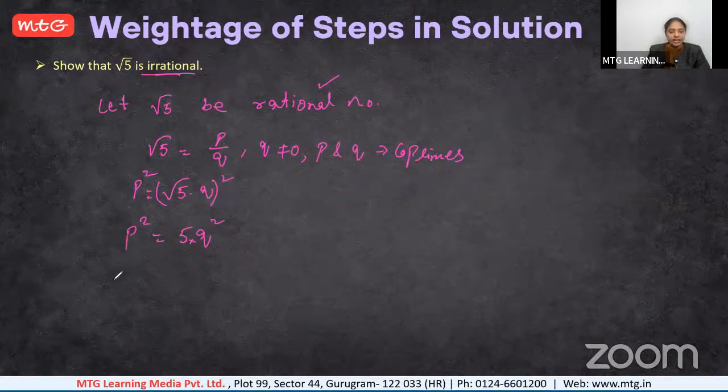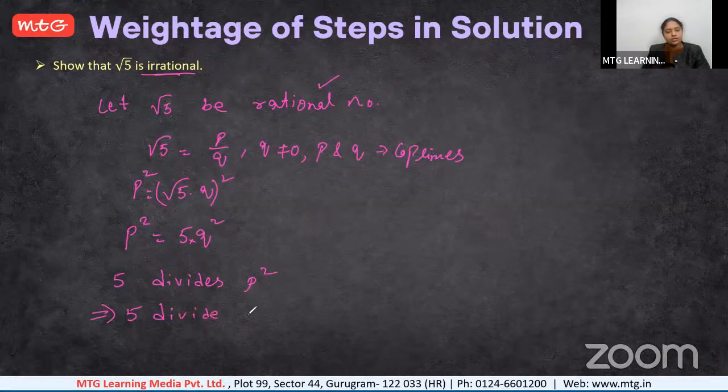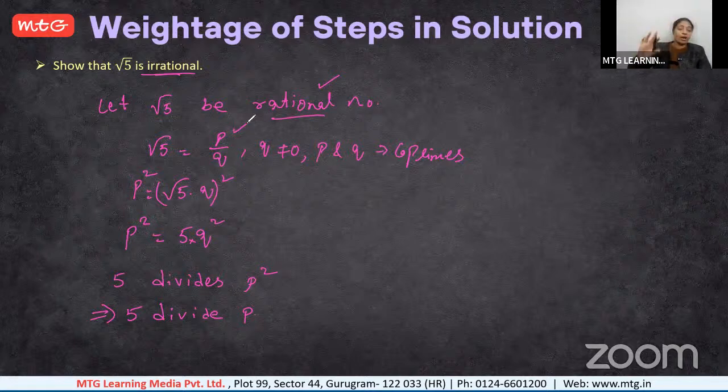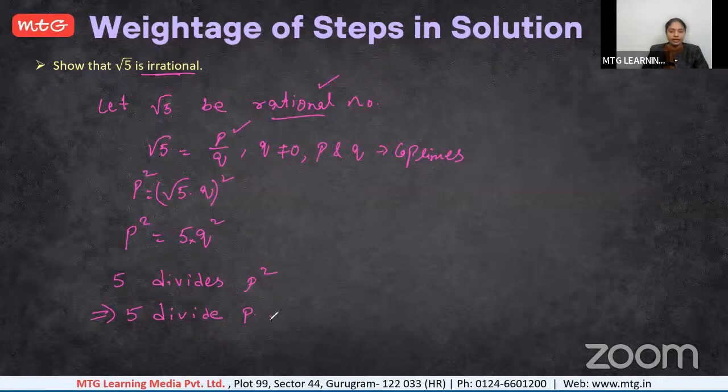Then automatically I can write 5 divides P square. When 5 is dividing P square, automatically I will say 5 will divide P also. See how simple this is? I just took one assumption. Based on the assumption, I equated it to P by Q. When solving it, I got irritated by that square root, so I removed it by squaring on both sides. Once I squared it on both sides, I made a new statement that 5 is dividing P. I made a new observation. This is what I observed here.